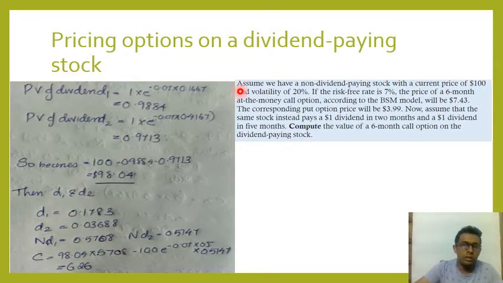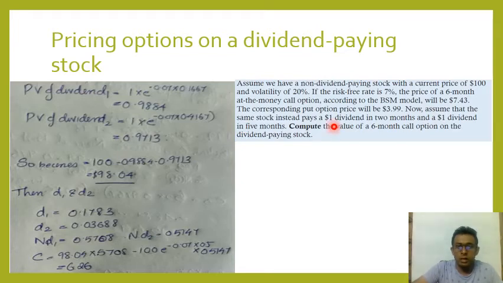We'll be first given an option value without dividend, then we'll be adding dividend to that and getting another option value. I'll be doing that with an illustration, so please listen. Assume we have a non-dividend paying stock, current price 100 rupees, volatility 20%, RF 7%. The value of a 6 months call option is 7.43, and the put option is 3.99.